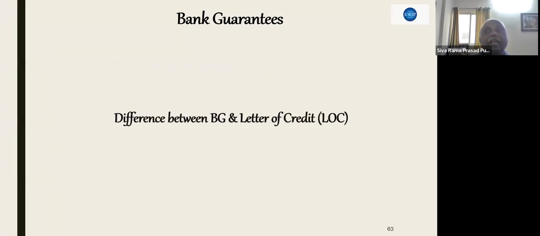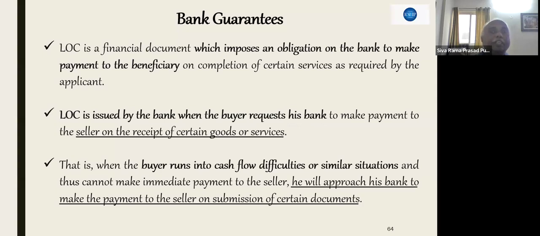Difference between bank guarantee and a letter of credit. One professional also asked, what is the difference between a bank guarantee and a letter of credit? LOC is a financial document which imposes an obligation on the bank to make the payment to the beneficiary on completion of certain requirements by the applicant. Suppose, for example, goods are supplied. And once the supply intimation is given to the bank, the bank will pay the amount. That is called a letter of credit.